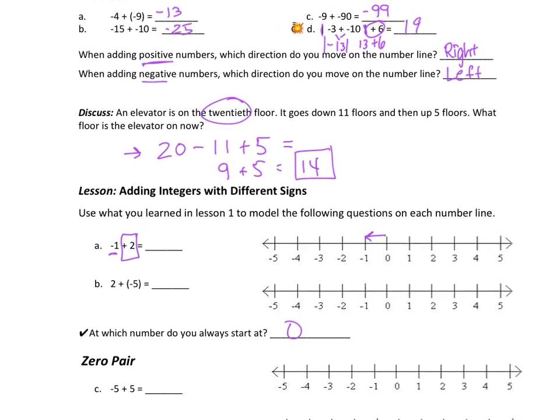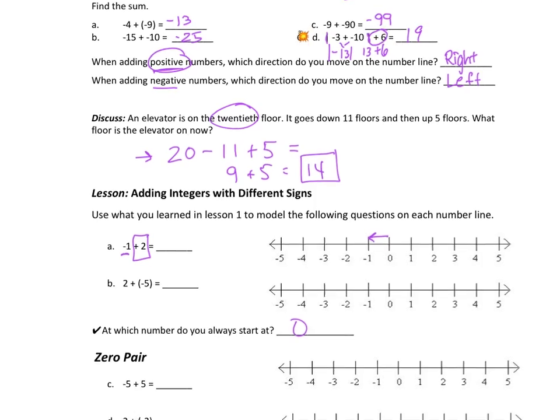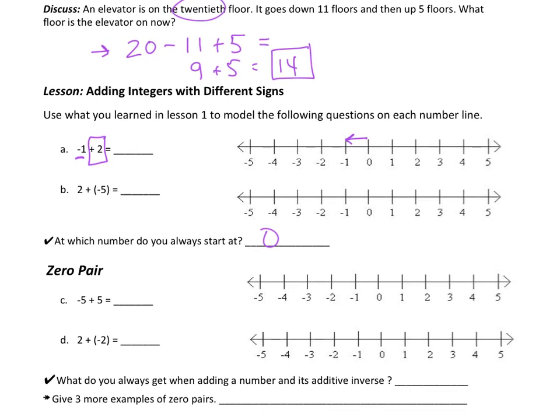If you look back up here, which direction do you move when adding a positive number? We move to the right. So from where we left off, I'm going to go 1, 2. I end up at 1. So the answer here is 1.